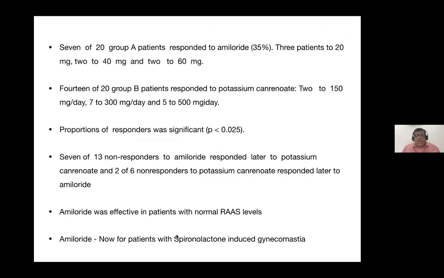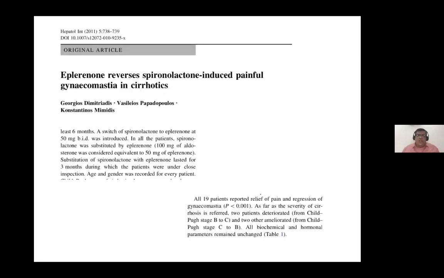So today, amiloride is used only for patients with spironolactone-induced gynecomastia. The other drug that we now have as an option to amiloride, which is probably more potent, is eplerenone, which is known to reverse spironolactone-induced painful gynecomastia in cirrhotics. Please remember that it takes around 3 months. The equivalent dose of eplerenone is 50 mg of eplerenone equal to 100 mg of spironolactone. So you have to give half the dose. So it's double the potency.